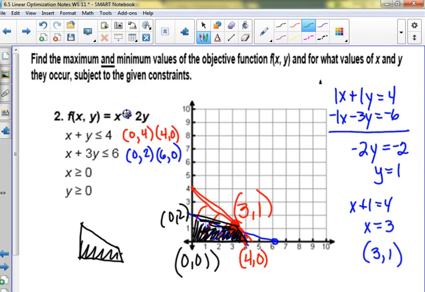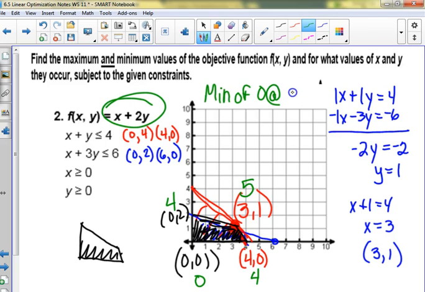Okay, we're putting those into this function up here. So 0, 2 would give me, anybody? 4. 3, 1 would give me 5. 4 and 0. So our minimum occurs, minimum of 0 at, I don't care which way you write it, but 0, 0, and a maximum of 5 at 3, 1.